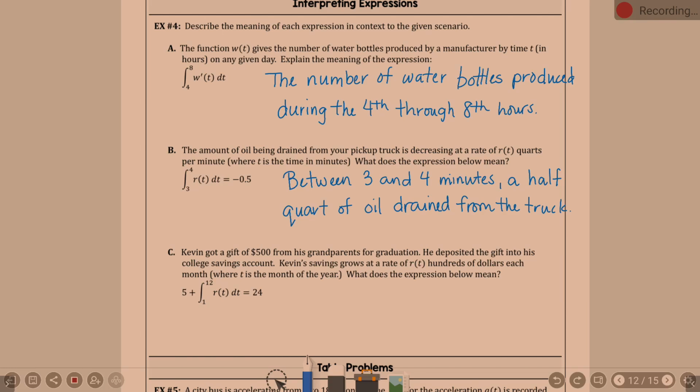And I think it's a good clue. They kind of clued us off by saying 500 here and then 5 here, didn't they? But always watch for labels. It says R of t is in hundreds of dollars, which the key to note here is that 24 is not $24, but $2,400. So yeah, after a year, by the end of the 12th month, Kevin's account had a total of $2,400 in it. So what Tate said is good. There's variations. You don't have to have the exact wording, but you guys have the idea.